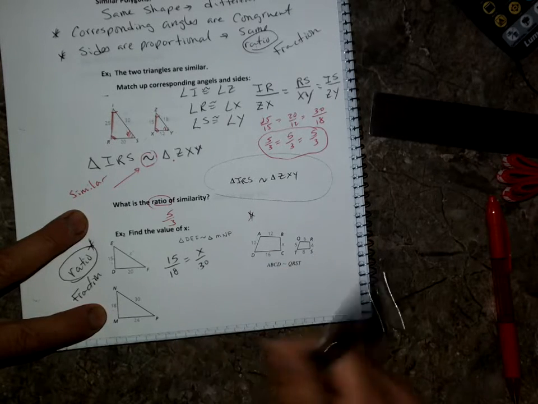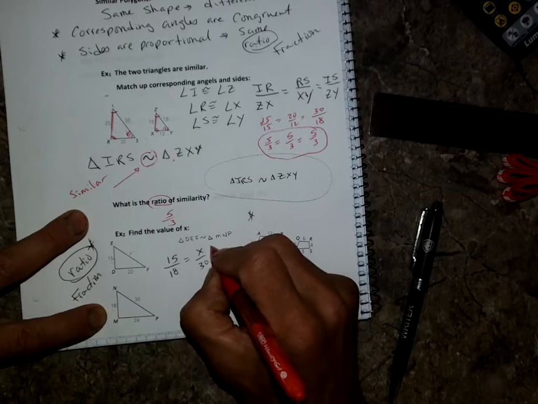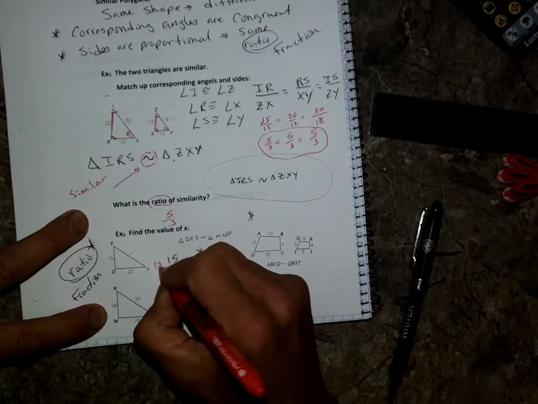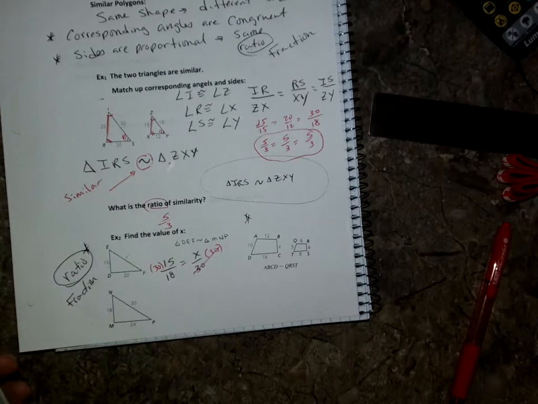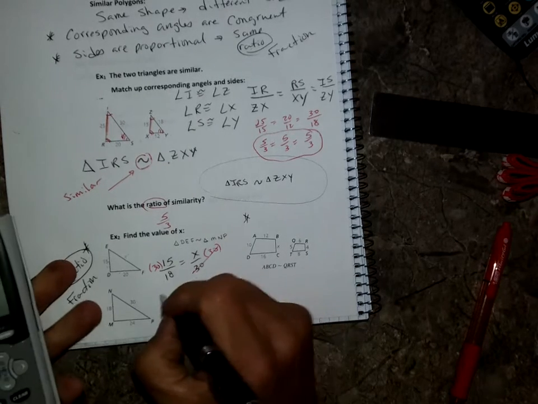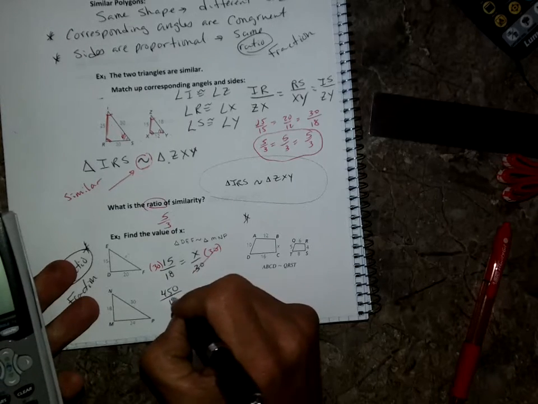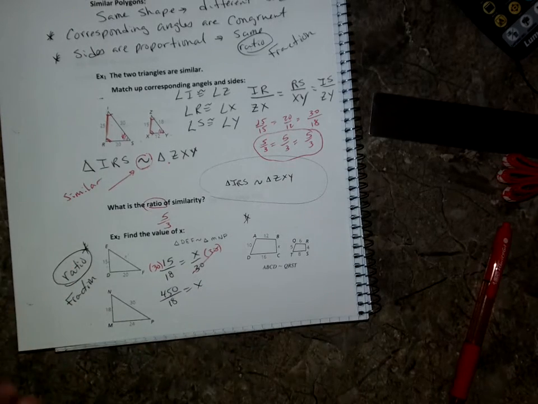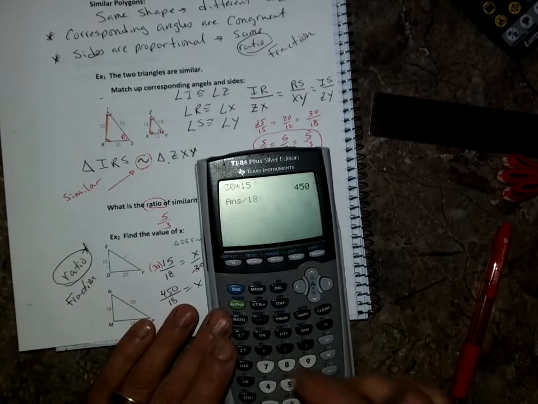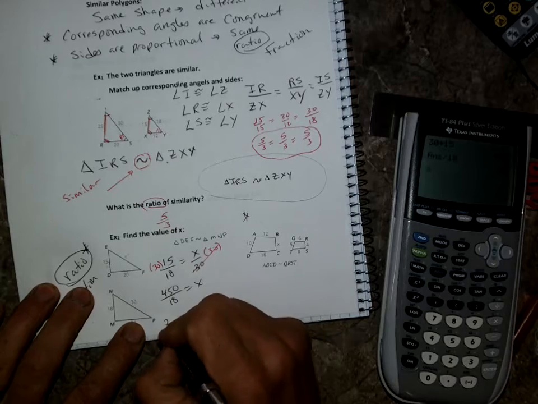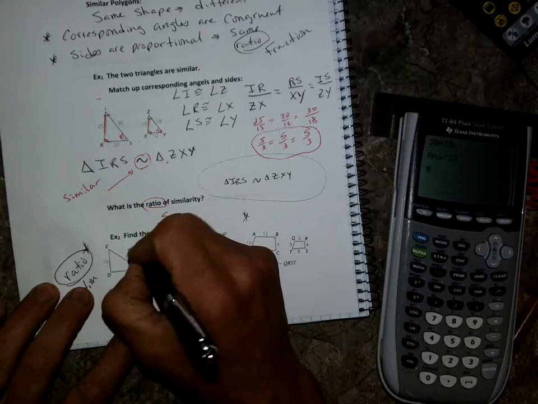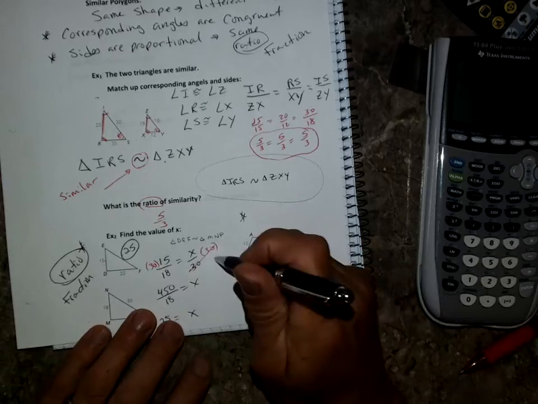I'm going to multiply both sides by 30 to solve, right? Then I'll have 15 times 30, which I think is 450. Let's use the calculator here. 30 times 15 is 450, divided by 18, and I get an answer of 25. So I know this side is 25. Awesome.